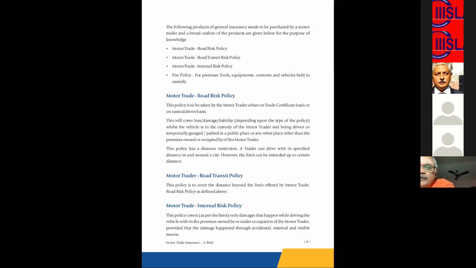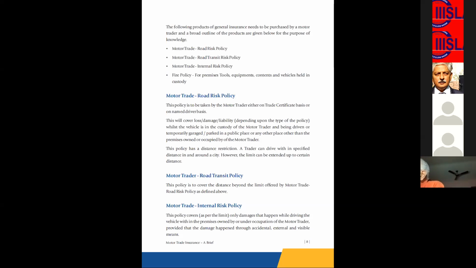Gentlemen, as I told you, many motor traders could be with a trade certificate. The roadside local garage may not be able to get a trade certificate, either because it is costly, or in some states the RTOs refuse unless you register yourself under GST or under the MSME Act. So many conditions are there, so they will not have an opportunity to get a trade certificate, whereas motor trade insurance gives them another alternative, trade certificate basis or a named driver basis.